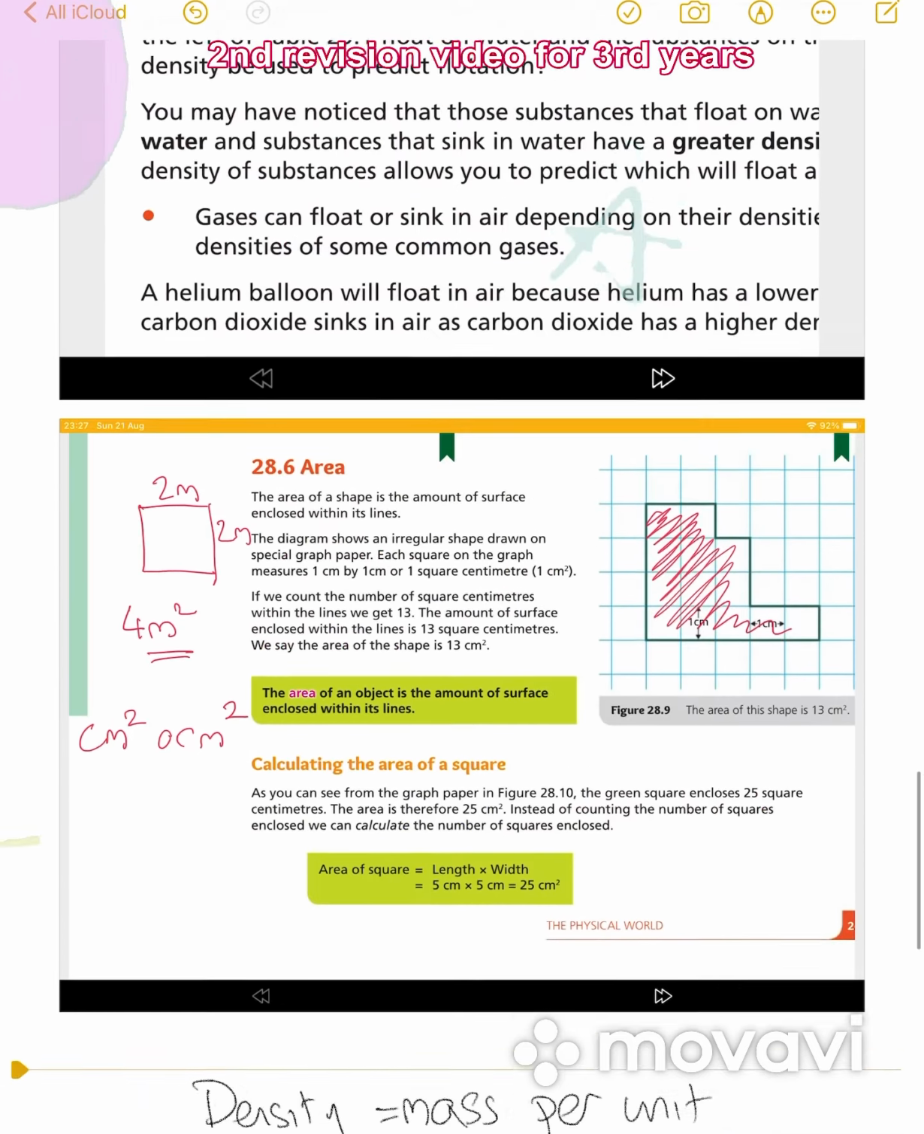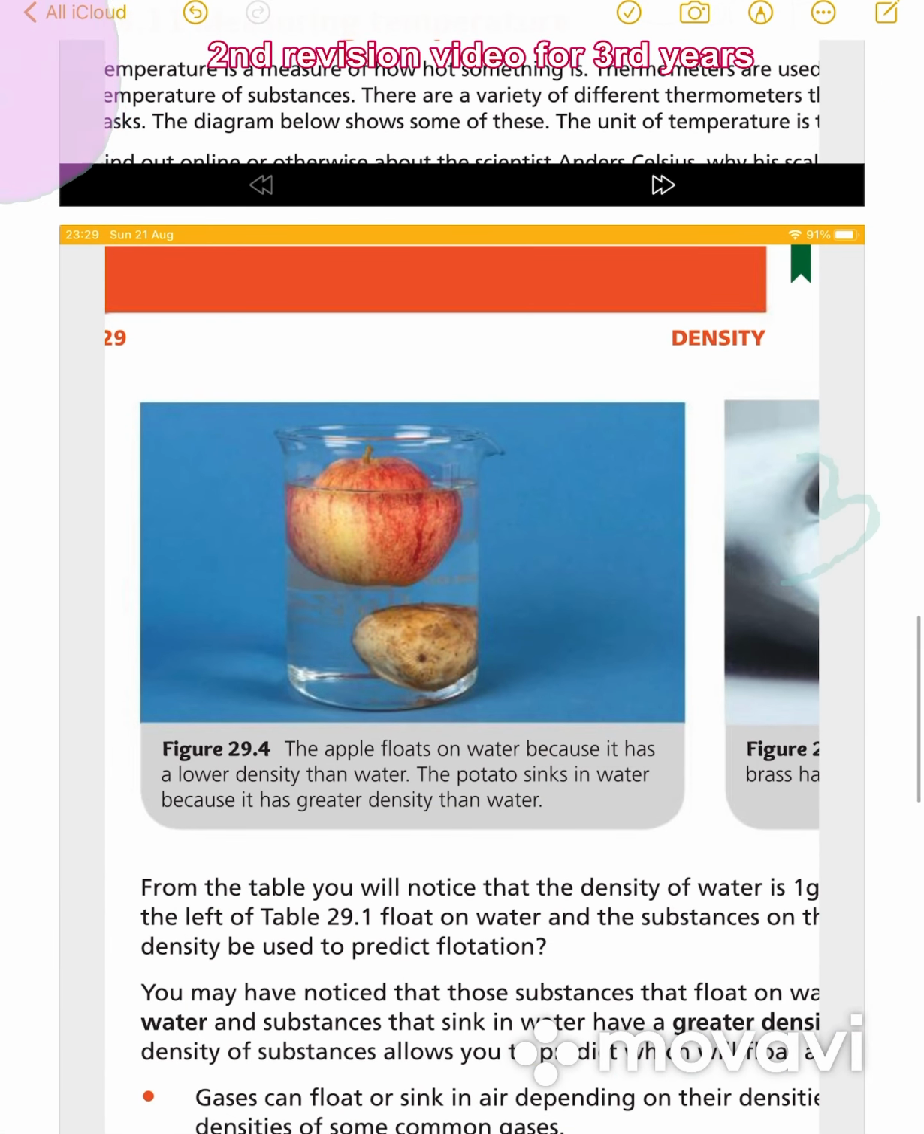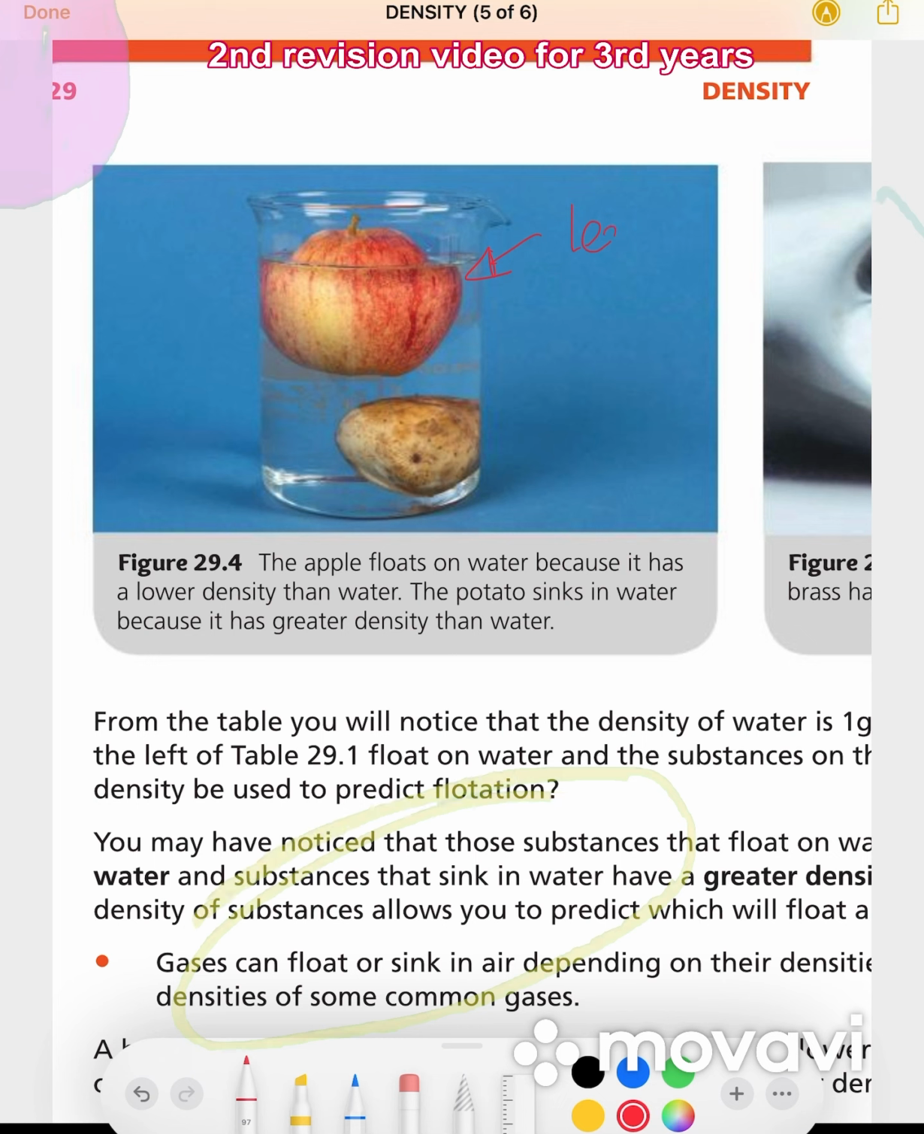Now density becomes important when we're talking about flotation. Here we can see the apple is less dense than the potato because it is floating, and this is more dense. The reason the apple is floating is because its density is less than 1 gram per centimeter cubed, because that is the density of water. So we know that it's floating, therefore its density must be less than that of water. Less than is this sign here. We know that the density of the potato is the opposite. It's greater than 1 gram per centimeter cubed because it is sinking. So we always know if something sinks, its density is greater than water. If something floats, its density is less than water. So this is an important value to remember as well.